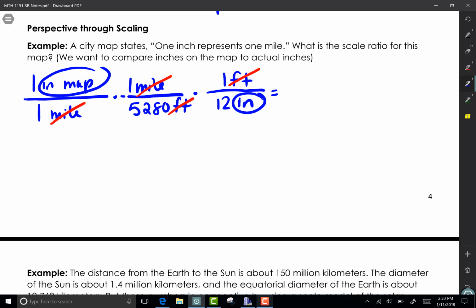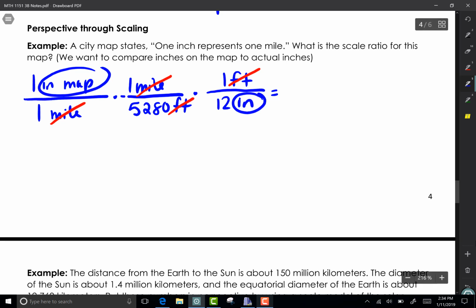So when I multiply this out, I'm going to take 1 over 1 times 1 over 5280 times 1 over 12. That's going to give me 1 inch on the map is equivalent to 63,360 inches in real life, in actual inches.